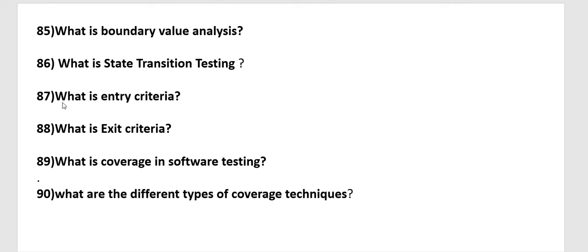What is entry criteria? Entry criteria is the minimum eligibility or the minimum set of conditions that should be met in order to start the testing process. What is exit criteria? Exit criteria is the minimum eligibility or the set of conditions that should be met in order to close a particular project phase. Now, entry and exit criteria are documented and signed off during the test planning phase and are included in the relevant test plans. What is coverage in software testing?